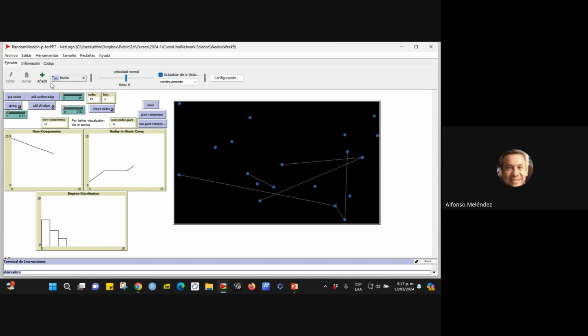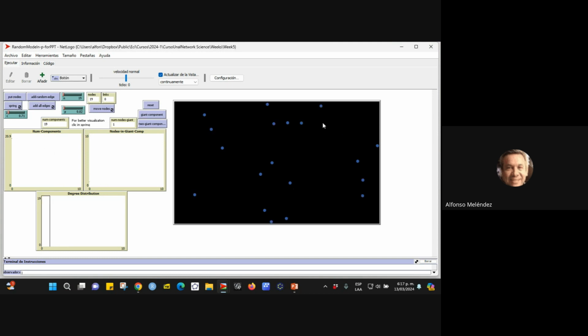Look, here, 19 nodes. Number of components: how many connected components are there? There are 19 isolated nodes. If I add some edges, the number of components is going to reduce. For example, here.